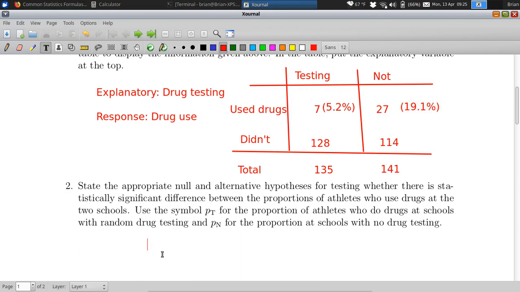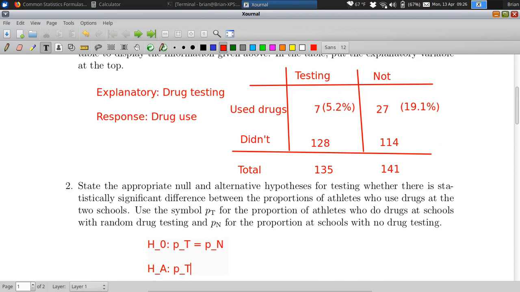Okay, so the null hypothesis. It suggests in the problem that you should use a null hypothesis H0 that uses these two symbols: PT for the percentage of students at schools with testing who do drugs, and PN for the percentage of students at schools that don't test that do drugs. One hypothesis would be that there's no difference, and that's your null hypothesis right there. So P subscript T is no different, so it's equal to P subscript N. Perfect, that's the null. And then the alternative is that maybe there is a difference.